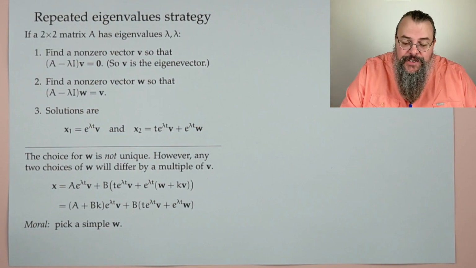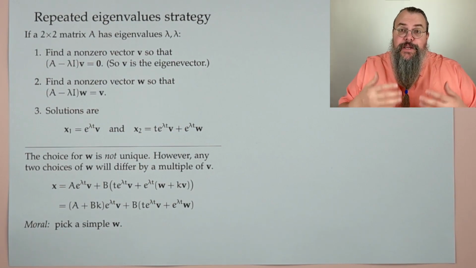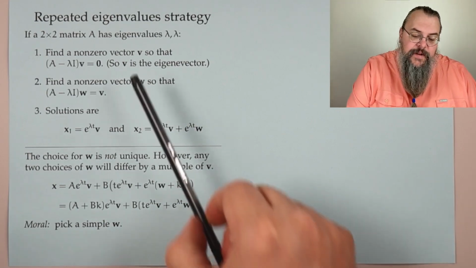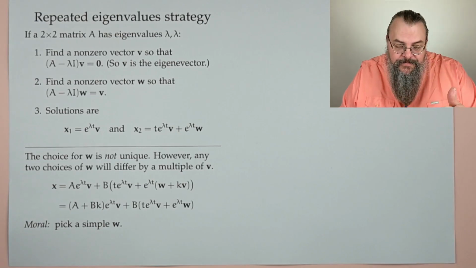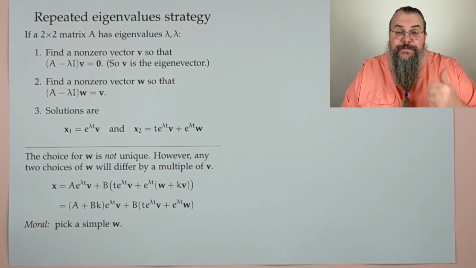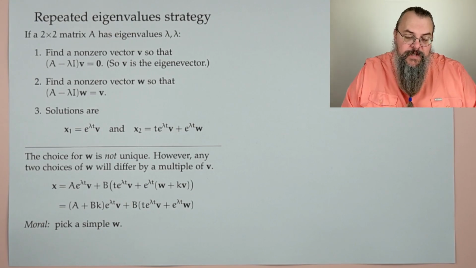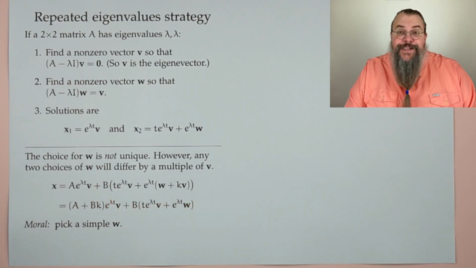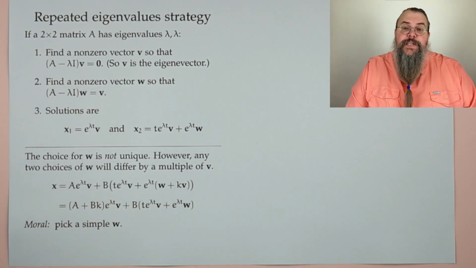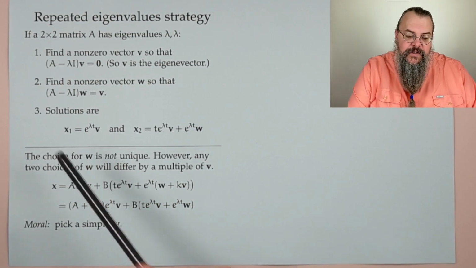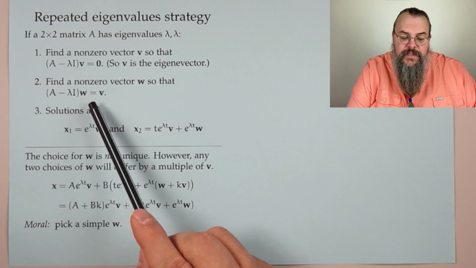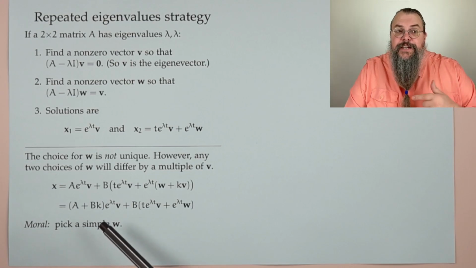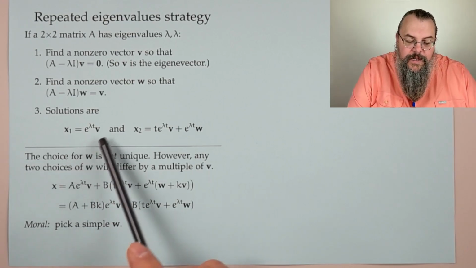So our strategy when we have repeated eigenvalues will be as follows. We're going to focus on the 2 by 2 case. So if we have eigenvalues lambda, lambda, step 1, we find our eigenvector. We should anticipate there will only be one. So that solves A minus lambda I times v equals 0. Great. Step 2, we need to find another vector w, so that A minus lambda I times w is equal to v.